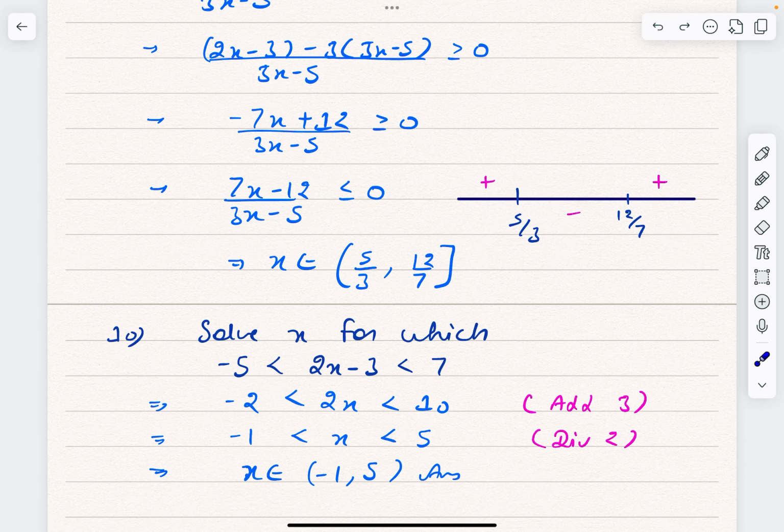See what we do here step by step. We don't need to solve this separately and this separately. I'll give you a method where we can solve both inequalities, left and right, at the same time. See 2x minus 3. What you do is add 3 to all the terms. So this will become minus 2, this will become 2x, this will become 10. Now divide all the terms by 2. Get minus 1, x, 5. So the answer is just x belongs to minus 1 to 5. That's all.